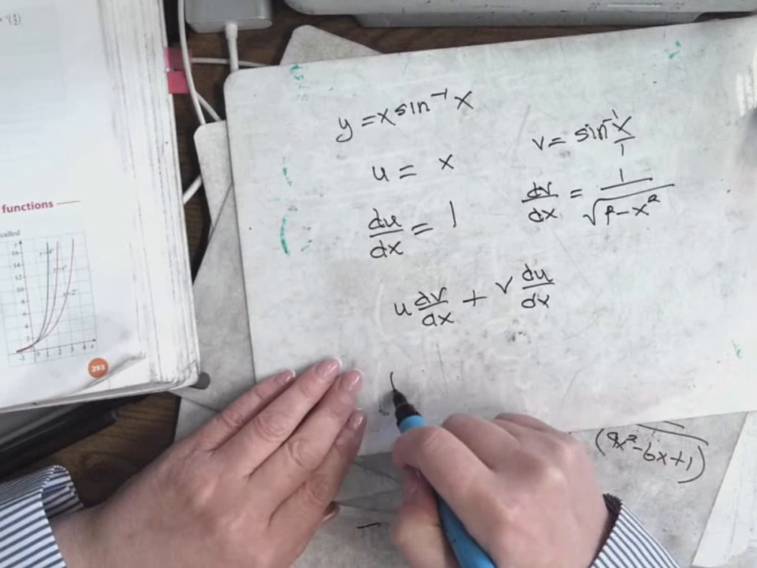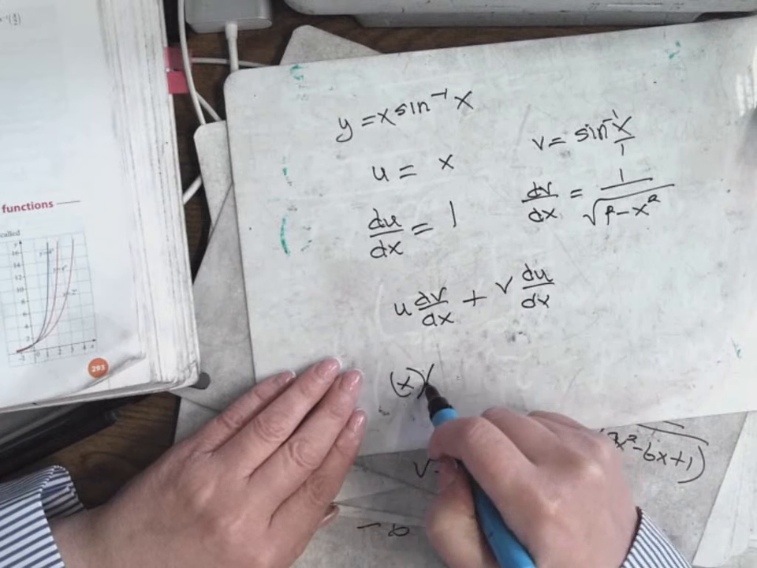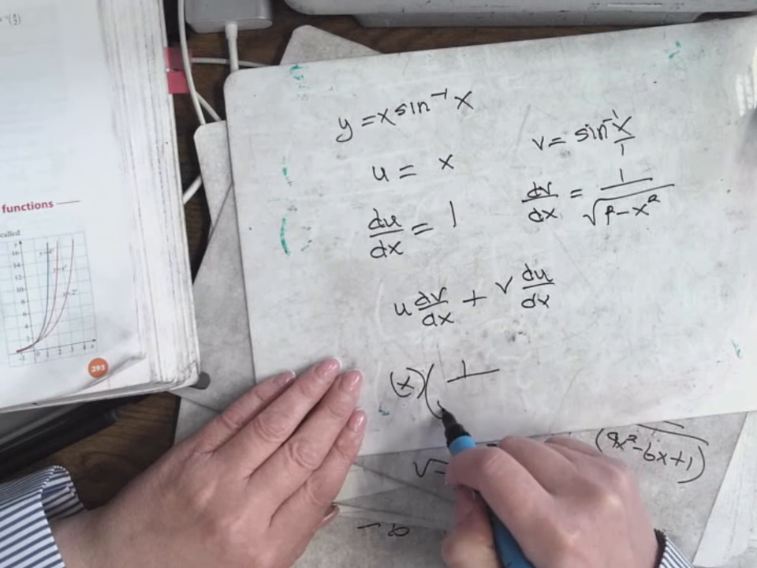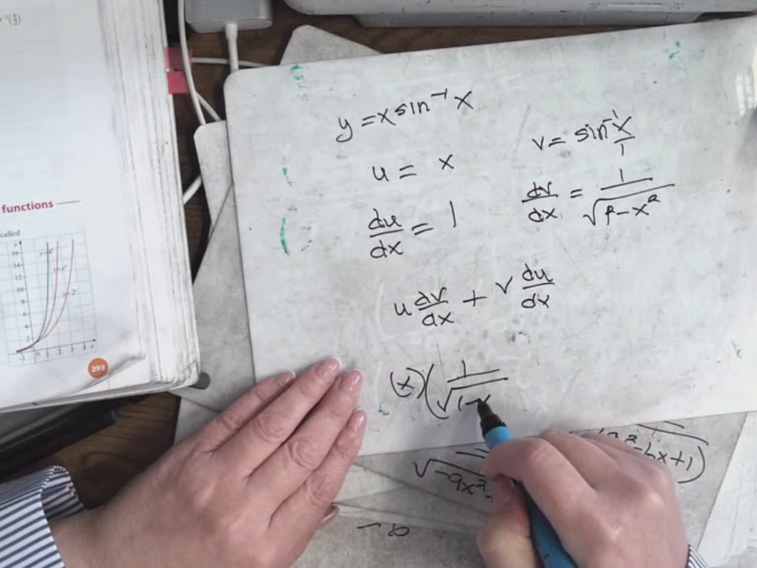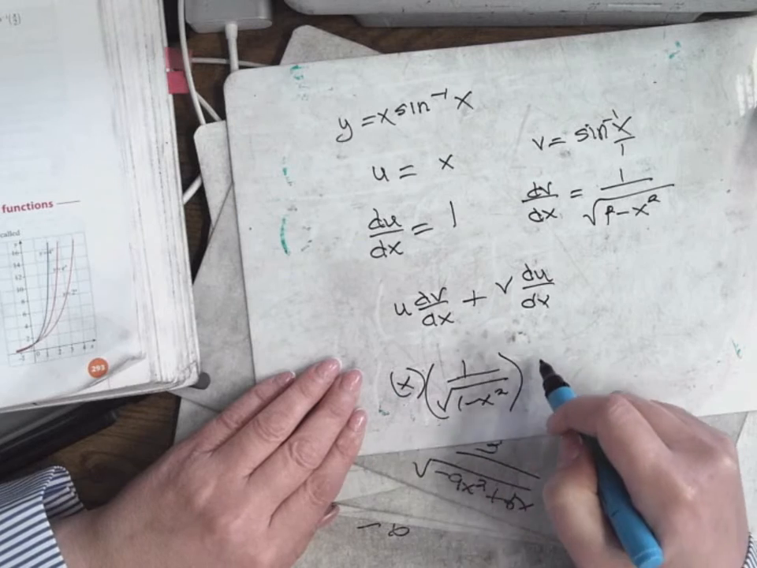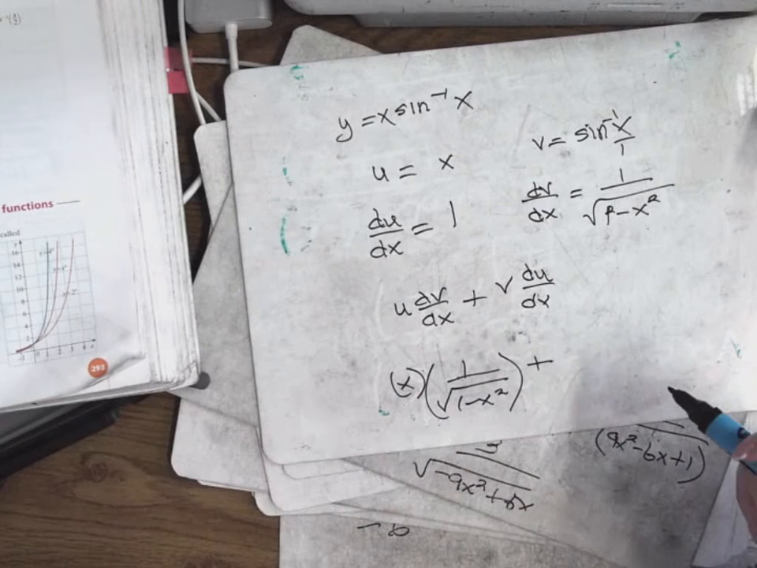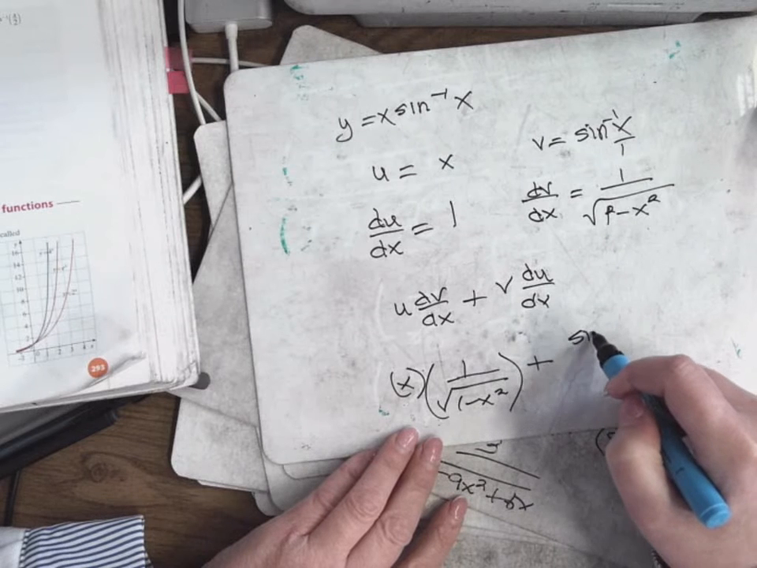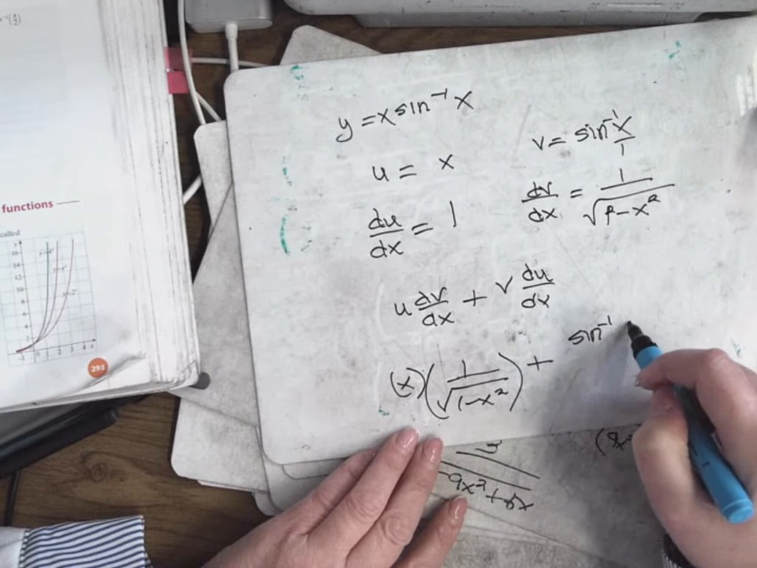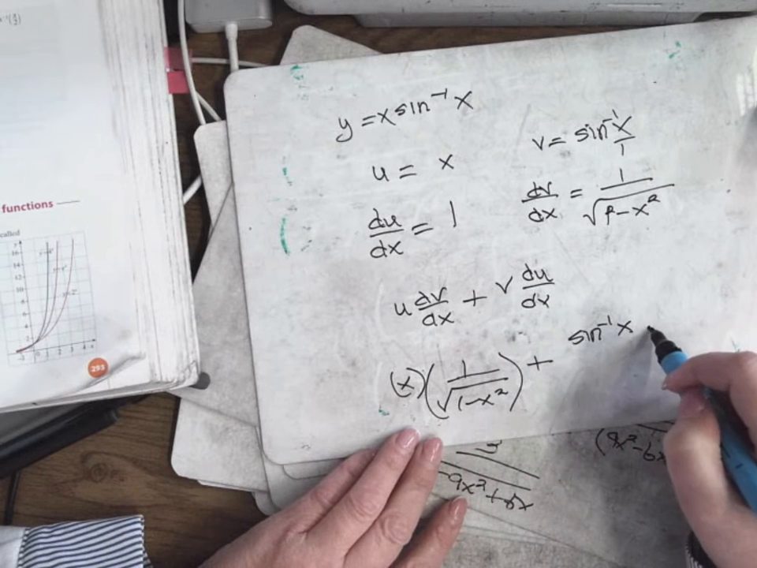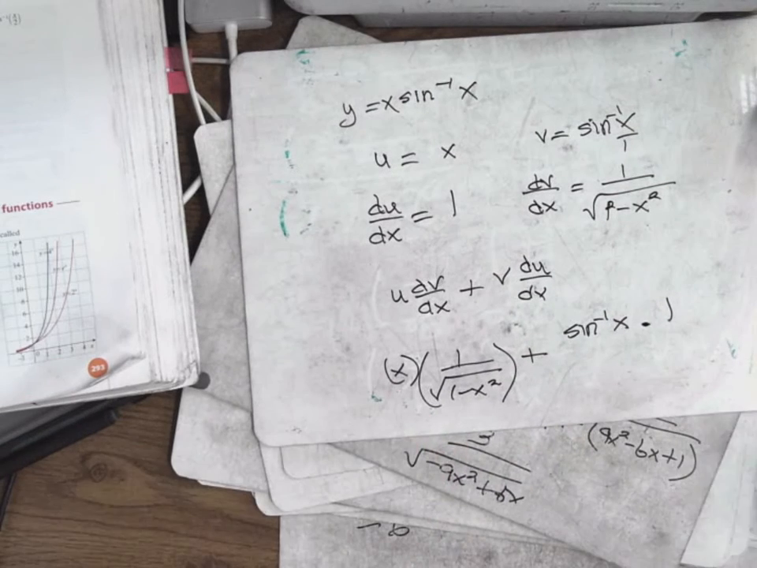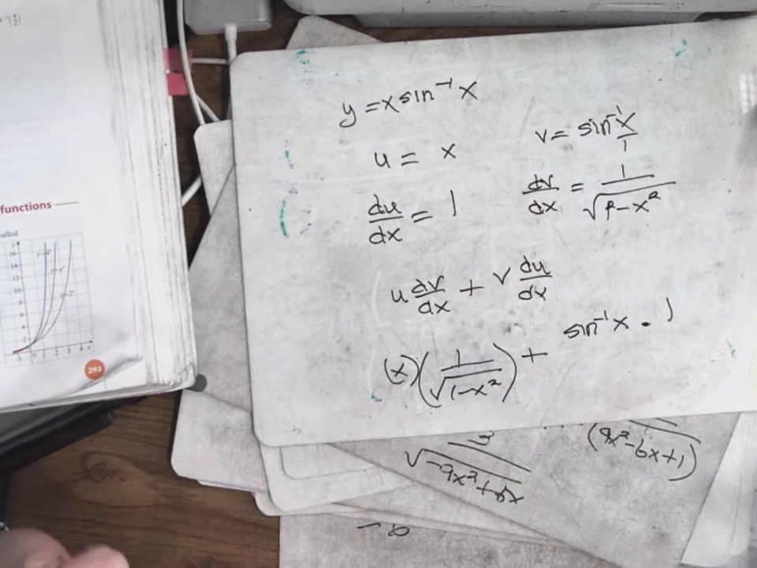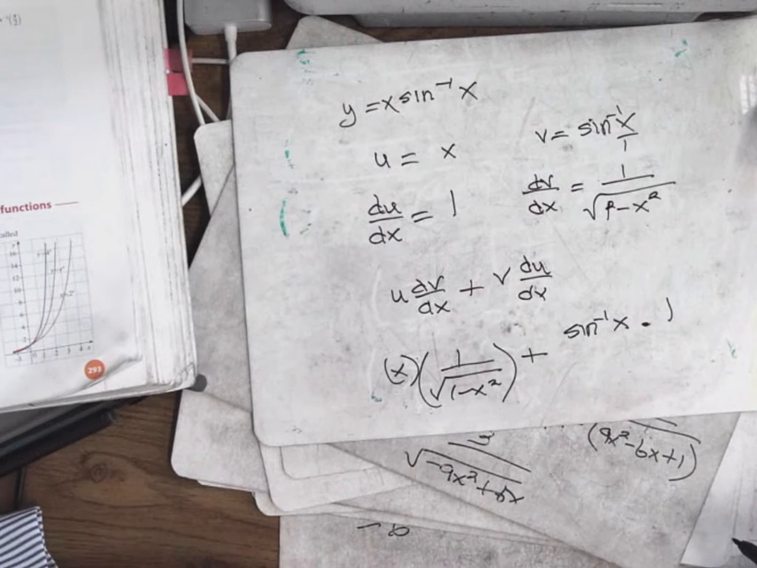So it's u is x multiplied by dv dx, which is 1 all over the square root of 1 minus x to be squared, plus v is inverse sine of x multiplied by du dx multiplied by 1. That'll do me. Don't bother multiplying it out. You're not going to simplify that by multiplying it out, so that'll do. Is that alright? Are we good?